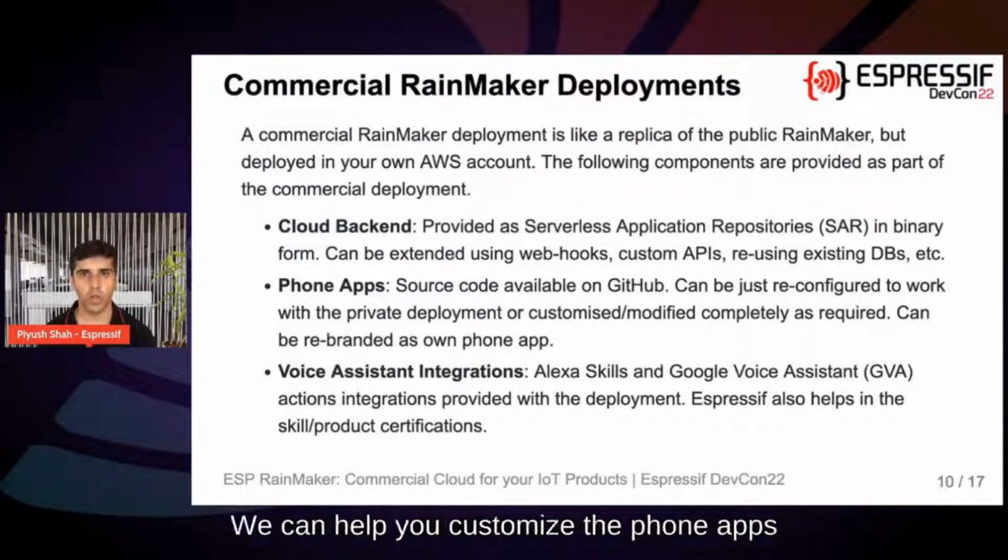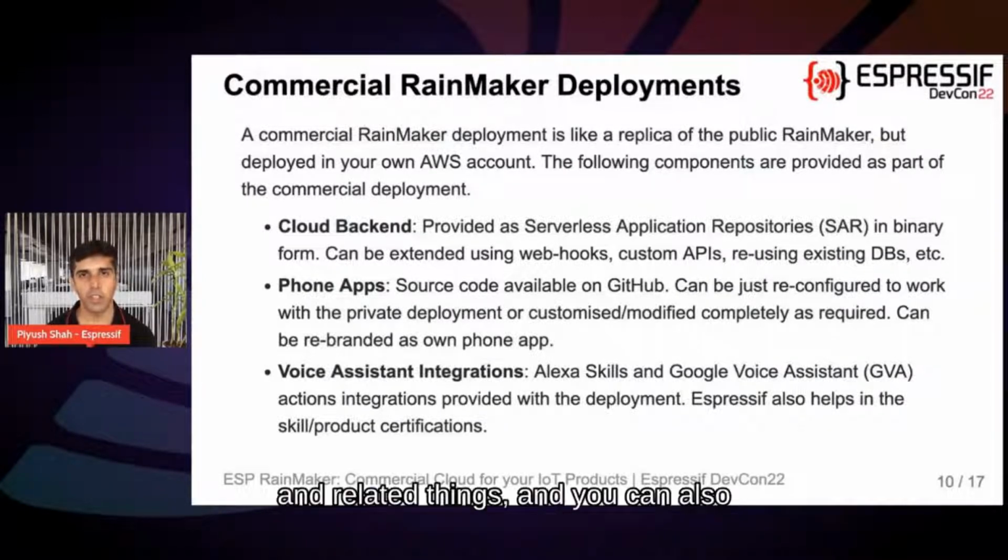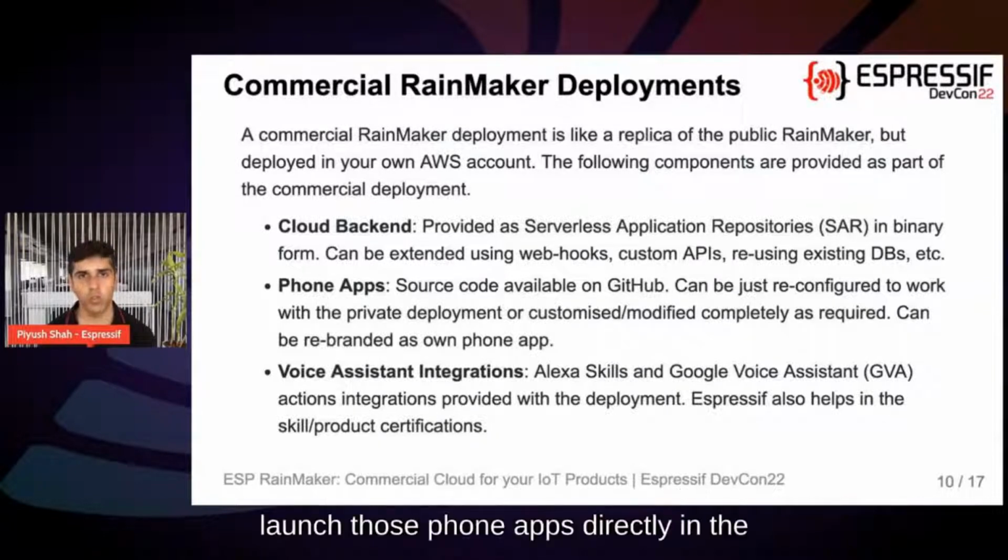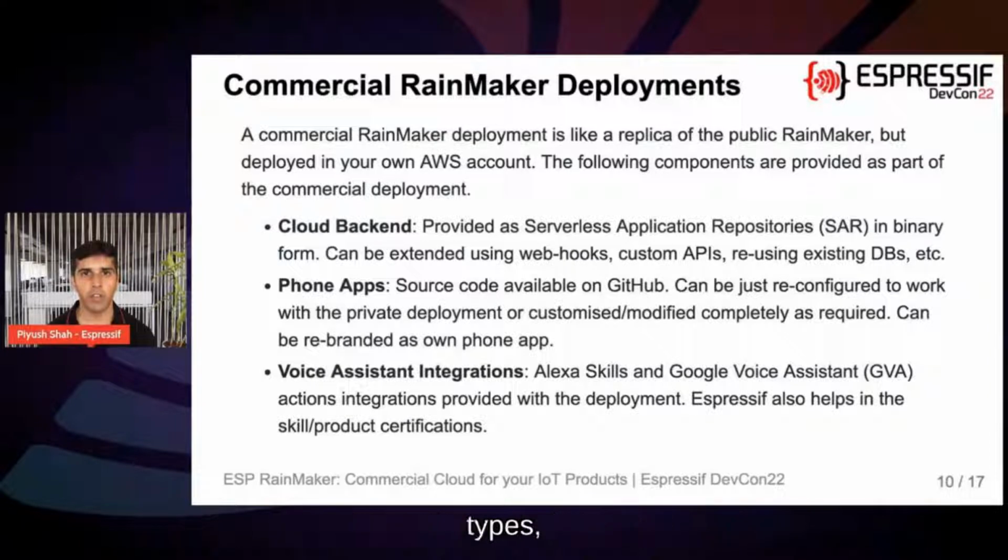Phone apps, as mentioned earlier, are open source. We can help you customize the phone apps as per your standard themes, logos, and related things. And you can launch those phone apps directly in the Play Store with your own branding. And there are voice assistant integrations, like as I mentioned earlier, RainMaker has integration with Alexa and GVA. Those are provided with your own branding and with support for your own device types. And Espressif also helps in the certification of the skills and the devices.